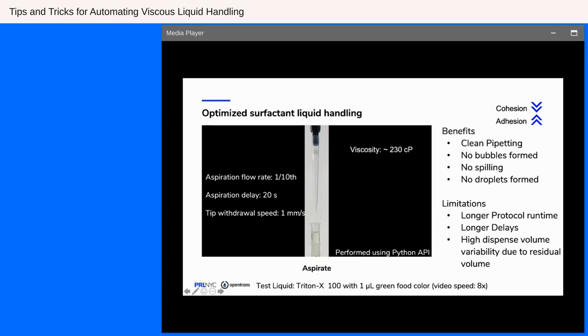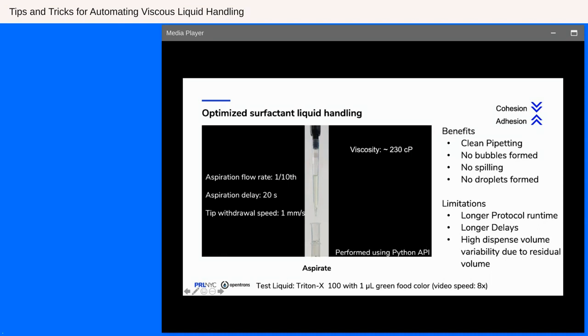Your aspiration delay is going to be 20 seconds, and the tip withdrawal speed is going to be 1 millimeter per second. So we're going to slowly aspirate. We can see the liquid is being aspirated properly, and since the tip was touching the labware, it required some liquid which was sticking to the labware, which caused some liquid not to get aspirated.